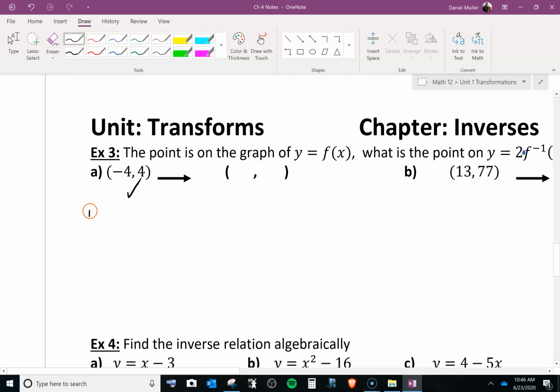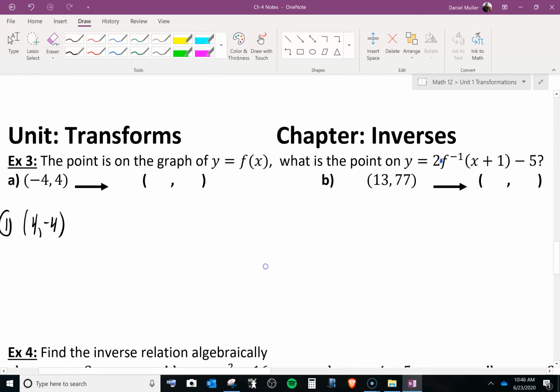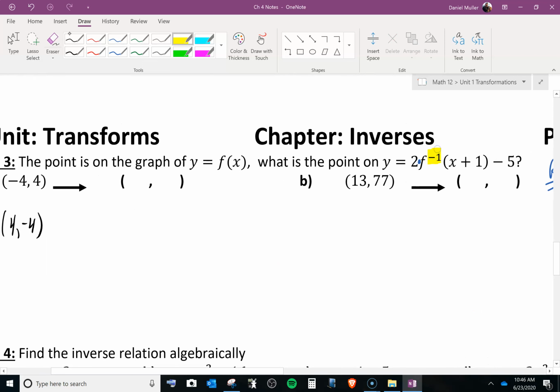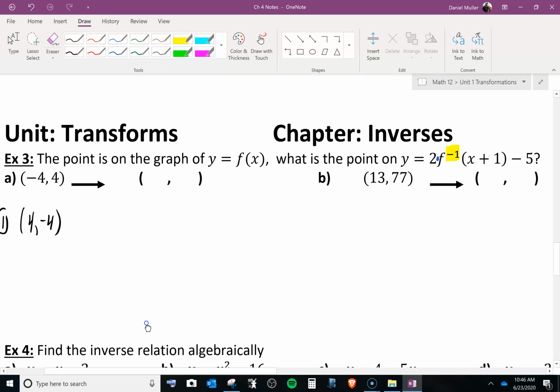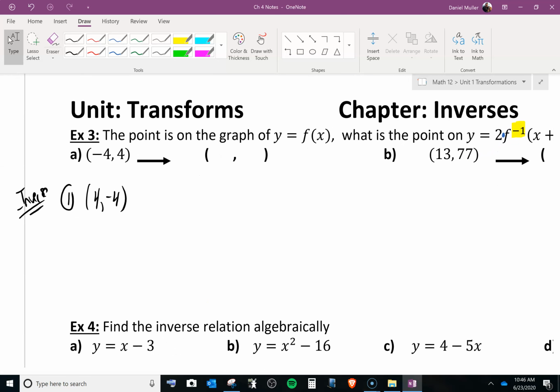Step number 2, or in this case our actual very first step, would be to invert them. So you want to switch it, 4 and then -4, right? Because you want to do the inverse. It's asking for f of -1. So that's a hint to you that you need to invert the point first. Once you do that, you can then do your rule.